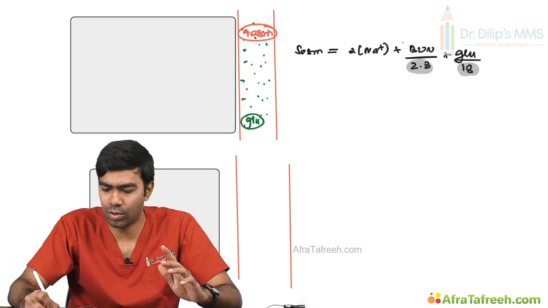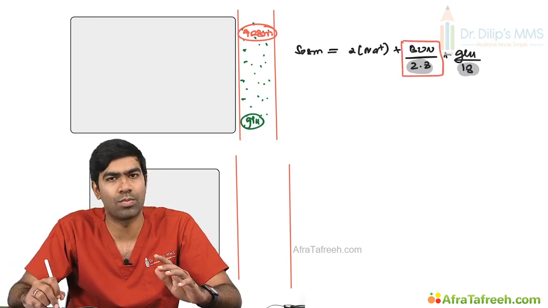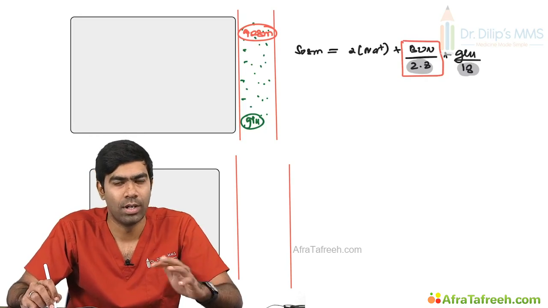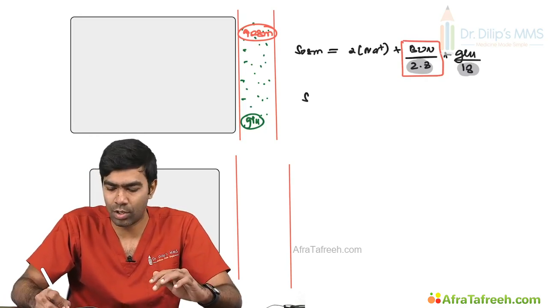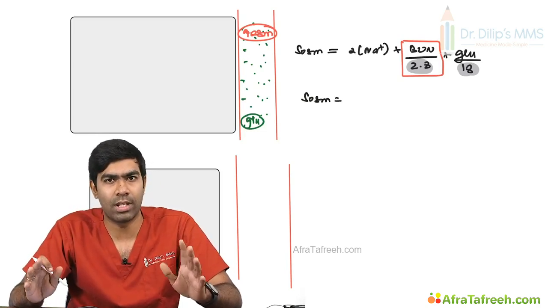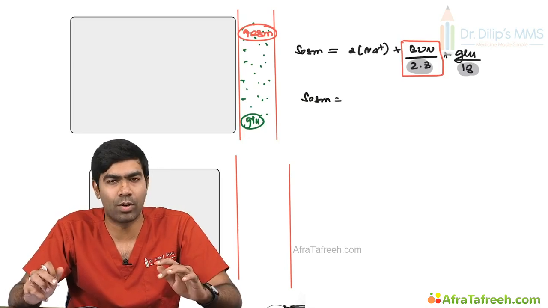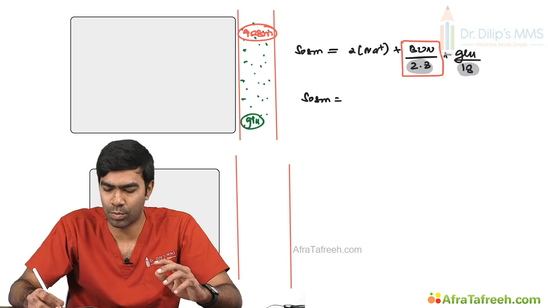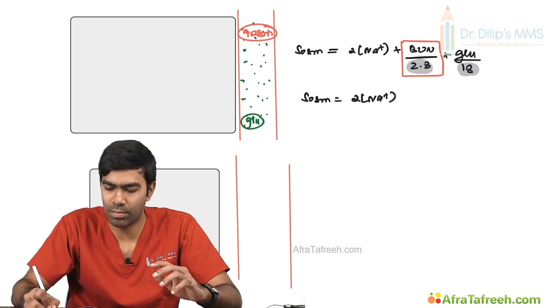But we also know that urea is not an effective osmole at all because it's freely movable inside and outside the cell. So it will not contribute to the effective serum osmolality. Only substances that are limited to the extracellular fluid will contribute to the serum osmolality. So now I can write 2 times the sodium plus glucose divided by 18.